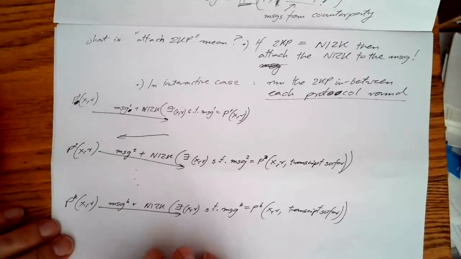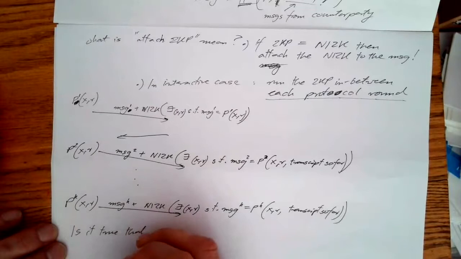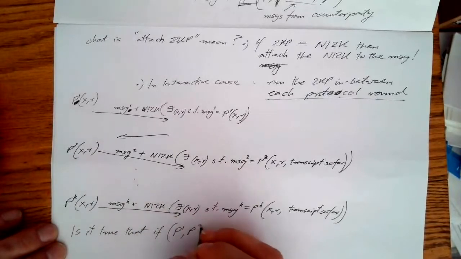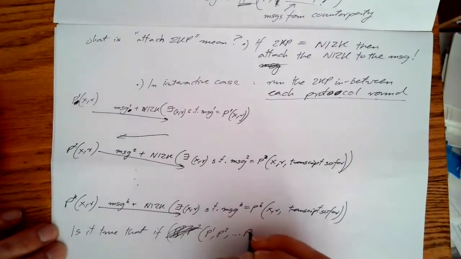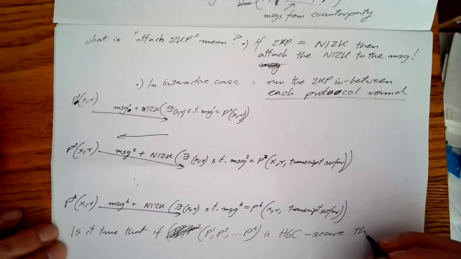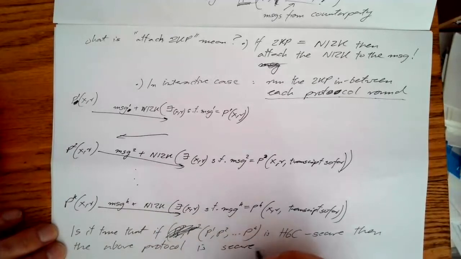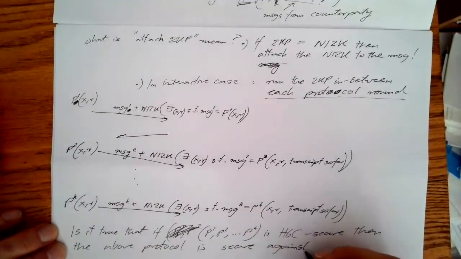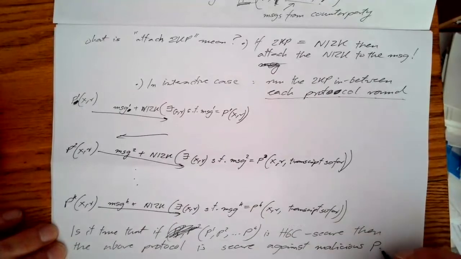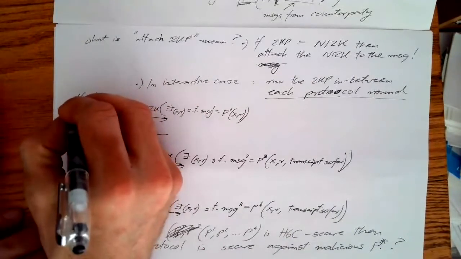Do you think that means it is true that if P1, P2, PK is HBC secure, then the above protocol is secure against a malicious P party? Couldn't there be a problem with the fact that the R's are not the same?